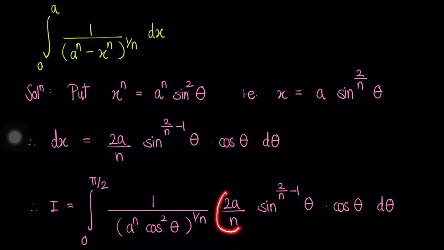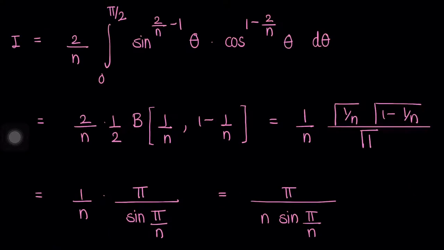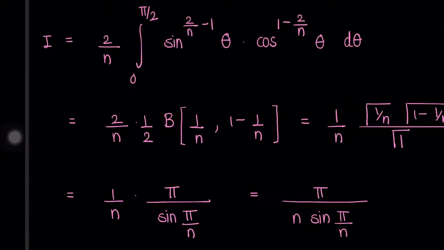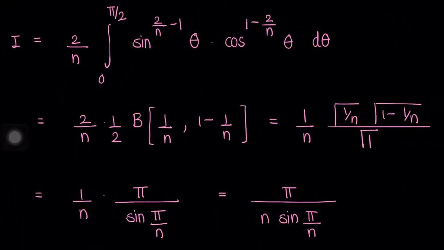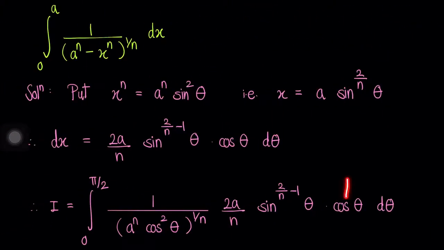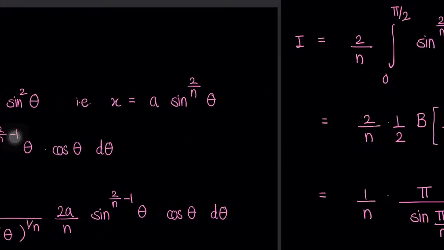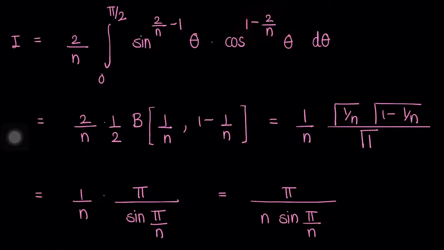So we have 2 by n integration from 0 to pi by 2 sin theta raised to 2 by n minus 1, and cos theta raised to 1 minus 2 by n. Since in the numerator the power is 1 and in the denominator the power is 2 by n, so the power of cos theta will be 1 minus 2 by n.